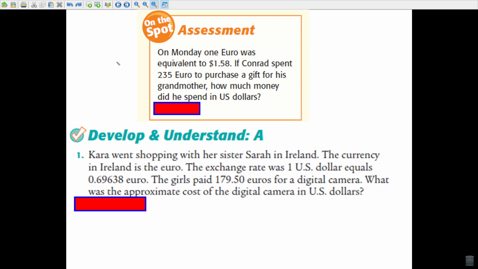Let's develop and understand. Kara went shopping with her sister Sarah in Ireland. The currency in Ireland is the euro. The exchange rate was 1 US dollar equals 0.69638 euro. The girls paid $179.50 for a digital camera. What was the approximate cost of the digital camera in US dollars? Before you solve this, think about that. What makes sense? Is it going to be more than $179.50, or is it going to be less?